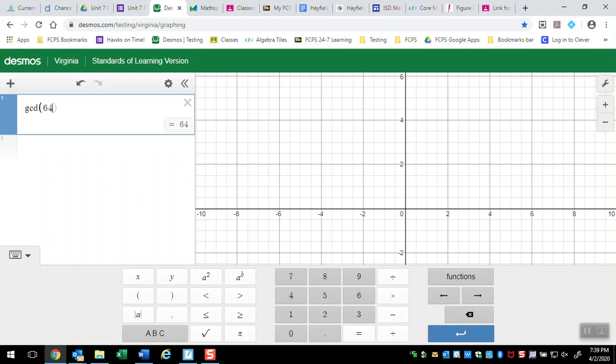So 64, 80, 56. What's nice about Desmos is I can put all 3 numbers in at once. And I remember on the graphing calculator we actually had to do that GCD twice before we could start typing numbers. In Desmos, we can just do it once, all 3 numbers show up. My greatest common factor is 8.